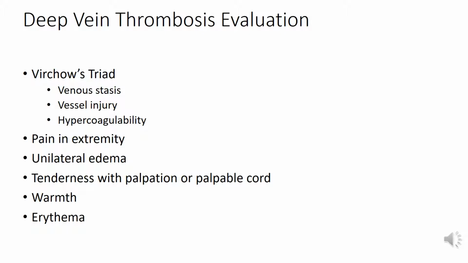When you do your physical exam, you're looking for pain in that extremity, unilateral edema, tenderness with palpation or palpable cord, warmth, and erythema. Now, initially, patients can be asymptomatic and still have a clot developing. So keep this in mind. One thing you need to know too is that the positive Homan sign, where you have calf pain with dorsiflexion of the foot, is no longer considered a reliable indicator for a diagnosis.